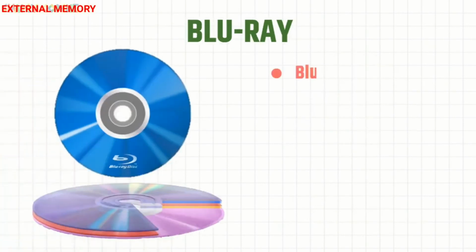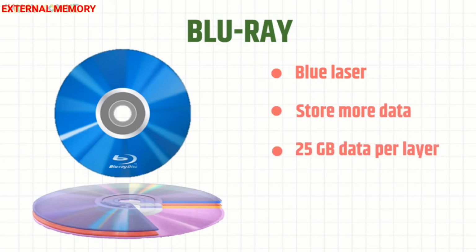Next is Blu-ray disc. The name comes from the blue laser. It can store more data and holds 25 GB of data per layer. There are dual layer and triple layer discs which can hold more data.